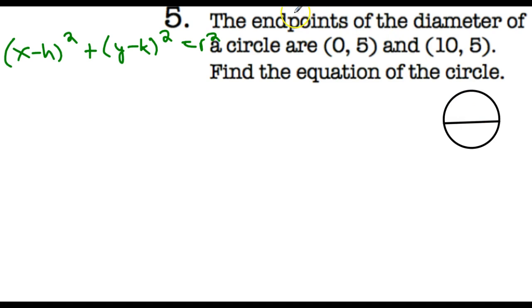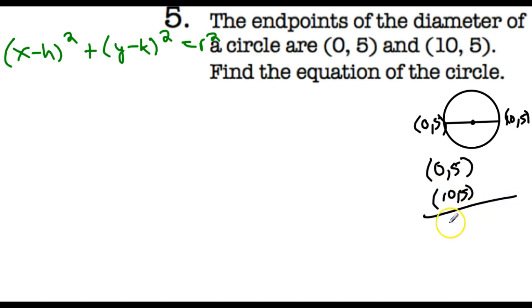I want to know, how can I get the center of that circle? Remember, since this is the diameter, the midpoint is exactly halfway between the endpoints. So if I use the midpoint formula, I can figure out where the center is. With (0, 5) and (10, 5), remember with midpoint we just add up the coordinates and divide by 2. So I get 10 over 2, 10 over 2. So the midpoint is at (5, 5). And that's the center.